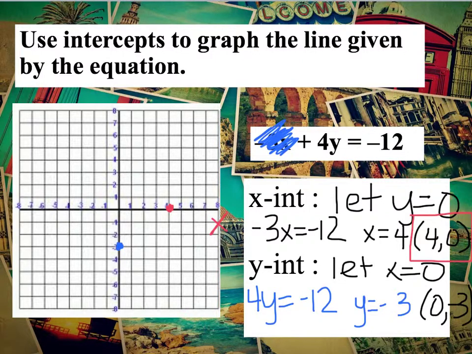And now you see I have my 2 points. Let me go ahead and box this so you know that that represents the blue. And now I'm going to go ahead and graph the line by connecting the 2 points. And here is our line. Oops, got a little messed up. There we go. And so we use intercepts to graph the line.